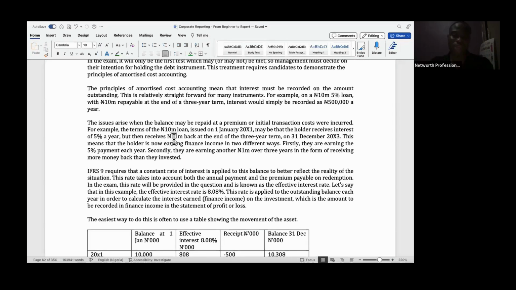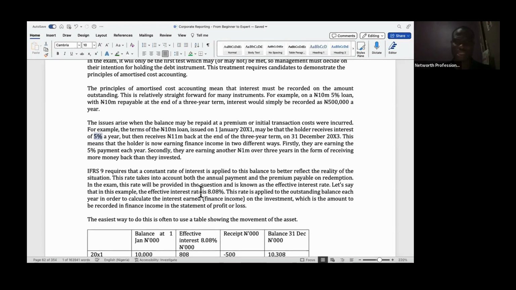IFRS 9 has made the way for us to do that. IFRS 9 says that this extra 1 million, you should recognize as income over the 3 years using the effective interest rate method, which simply means that you need to convert this 1 million to a rate and accumulate it with this 5%. Don't bother about how that is determined for your exams, because they are going to give it to you. That effective interest rate will be given to you.